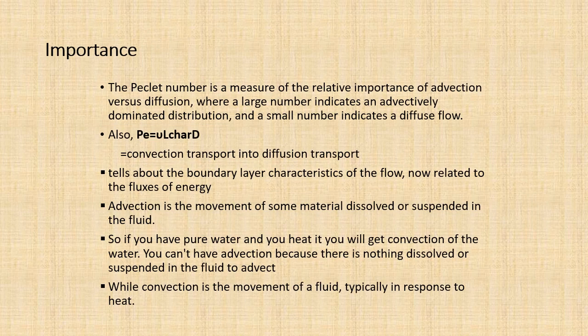The importance of Peclet number. Peclet number is a measure of the relative importance of advection versus diffusion. A large Peclet number indicates an advectively dominant distribution of the fluid, and a smaller Peclet number indicates a diffusive flow. So it is actually the ratio of convection transport to diffusion transport. The number tells us about the boundary layer characteristic of the flow, which is related to fluxes of energy.